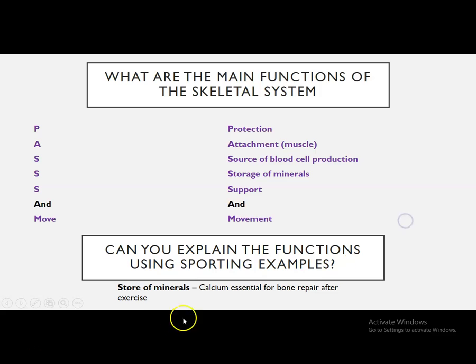So, for example, store of minerals. Calcium. We store calcium in long bones. This is essential for bone repair and bone growth. Therefore, after exercise, we need to be able to repair the bone that has been stressed. I won't give you another one because I think the other ones are pretty much self-explanatory. So pause this and just give that a go. I'm going to go through the answers now.